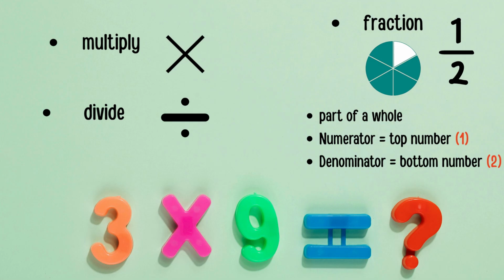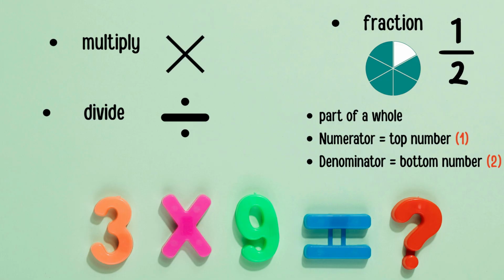Some other operations will include multiply or divide. The multiplication symbol can be shown as an X and sometimes as a dot. The division symbol looks like a bar with two dots, one on top and one on the bottom.